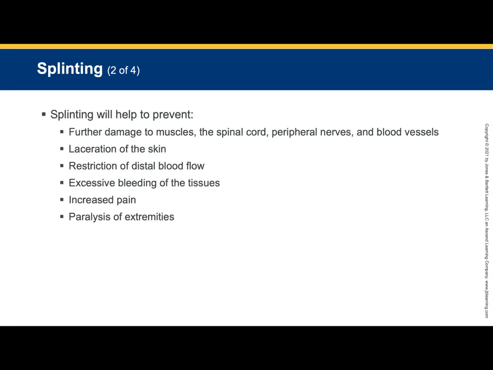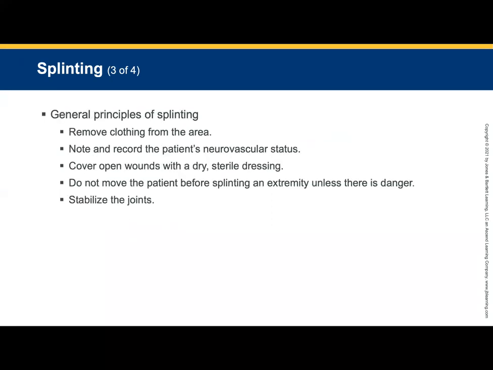Splinting will help prevent some of the following. You're going to prevent further damage to the muscles, keeping the bone ends from scratching and tearing the muscles, the spinal cord, peripheral nerves, and blood vessels. You prevent laceration of the skin by the broken bone, restriction of distal blood flow resulting from pressure of the bone ends on the blood vessels, excessive bleeding into the tissues at the injury site caused by broken bones, increased pain from movement of the bone ends, and paralysis of the extremity.